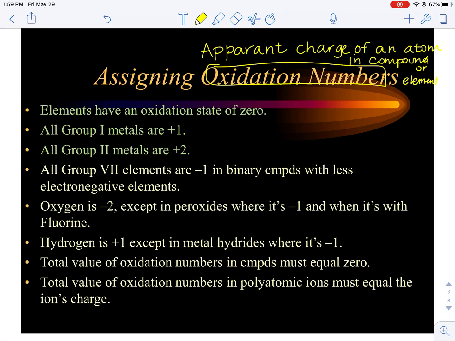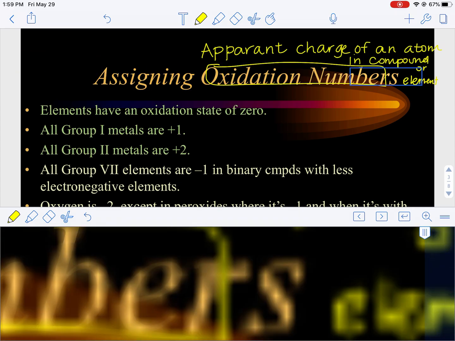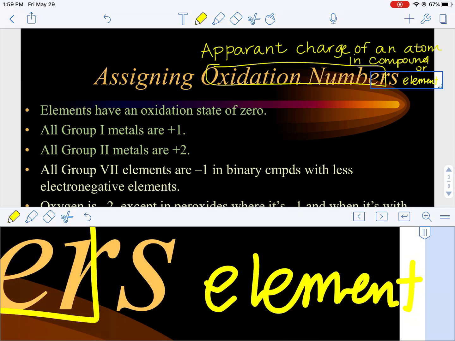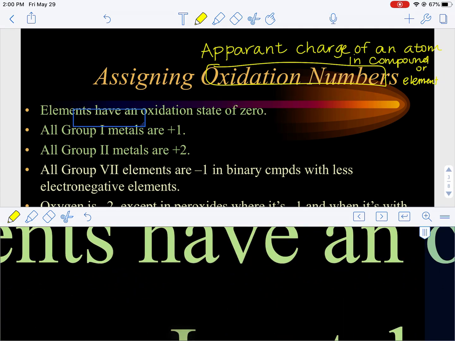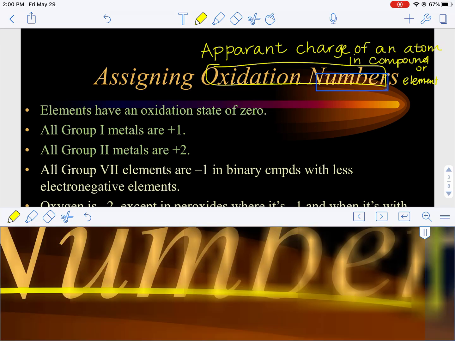Now, the reason why we have that term apparent as part of the definition is because when you're looking at elements, elements are electrically neutral. There are no electrons lost, no electrons gained, which explains this rule number 1. Elements have an oxidation state of 0. They have no charge. They're neutral. So their number is going to be 0.